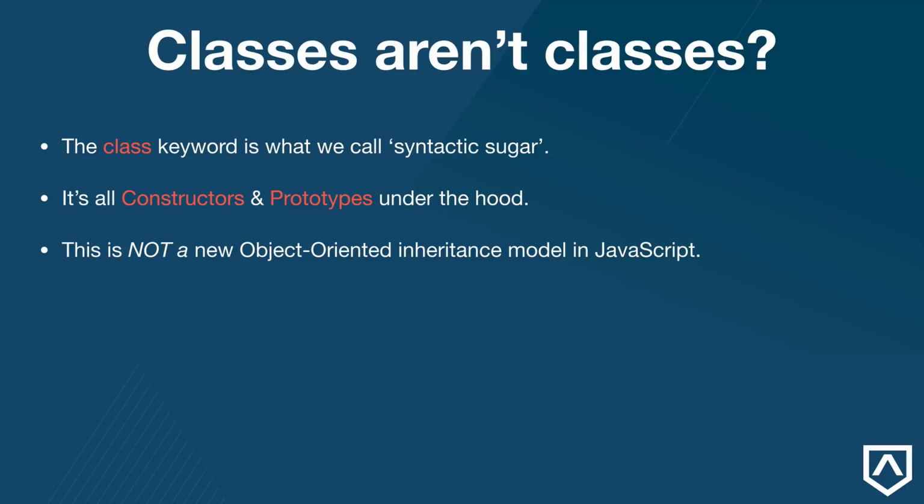Now, out of the box, by default, JavaScript is not necessarily an object-oriented language. You can use object-oriented paradigms in JavaScript to make it such, but it's more flexible and dynamic than that. And so it's very important to understand that this is not a new object-oriented inheritance model in JavaScript. It's something that already existed that with ES6 we just got some shortcuts for.